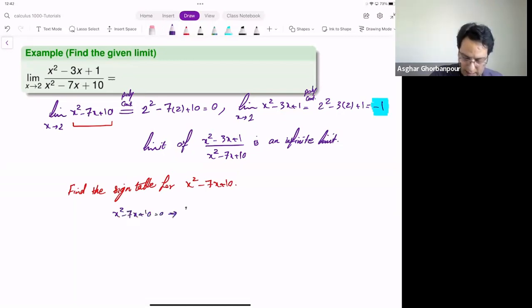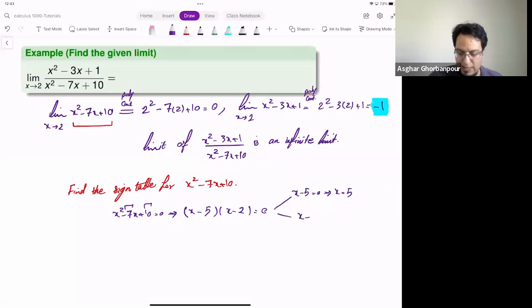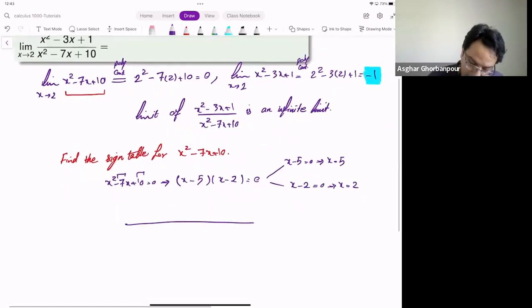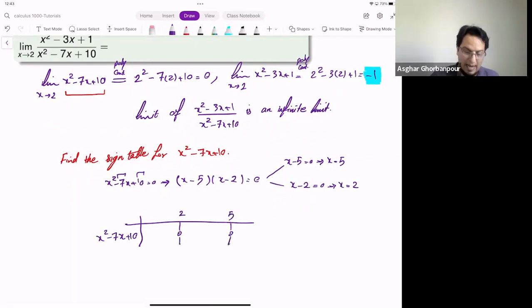This is easy, a quadratic polynomial. Two numbers adding to negative 7, multiplying to 10: negative 5 and negative 2. From that, x minus 5 is 0, that means that x must be 5. x minus 2 is 0, and x is equal to 2. So there are two values at which my function, x squared minus 7x plus 10, will be 0: at 2 and at 5.